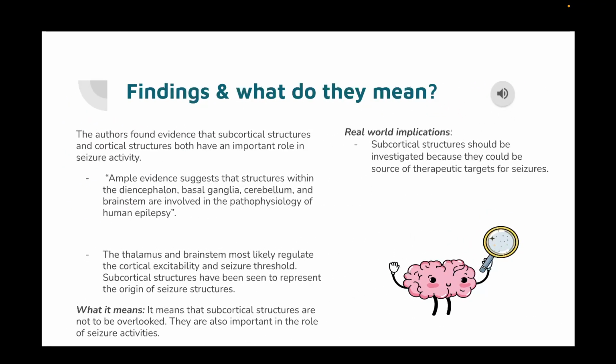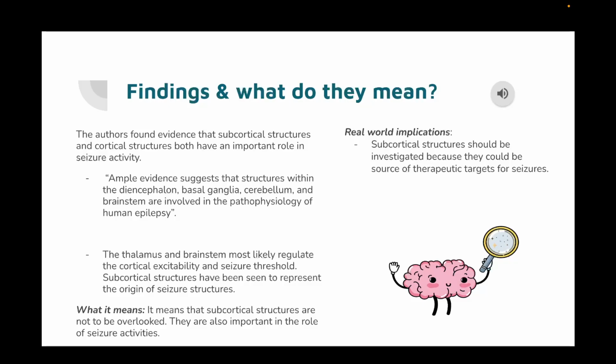Findings and what they mean. The authors found evidence that subcortical structures and cortical structures both have an important role in seizure activity. They found ample evidence suggesting that substructures within the diencephalon, basal ganglia, cerebellum, and the brainstem are all involved in the pathophysiology of human epilepsy.